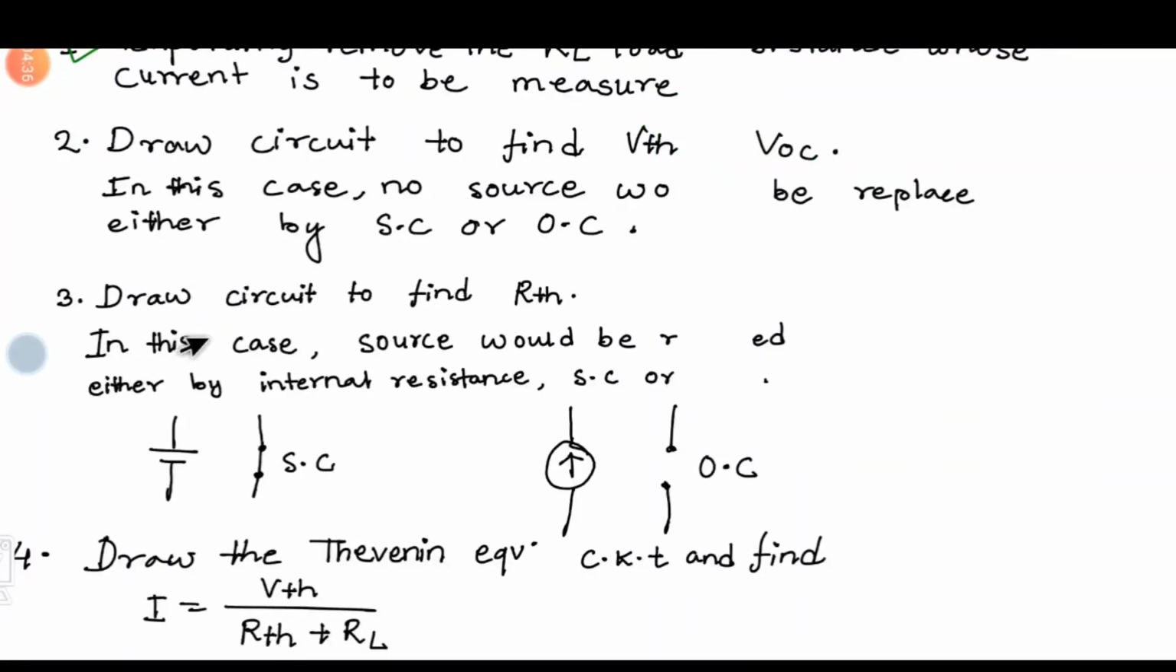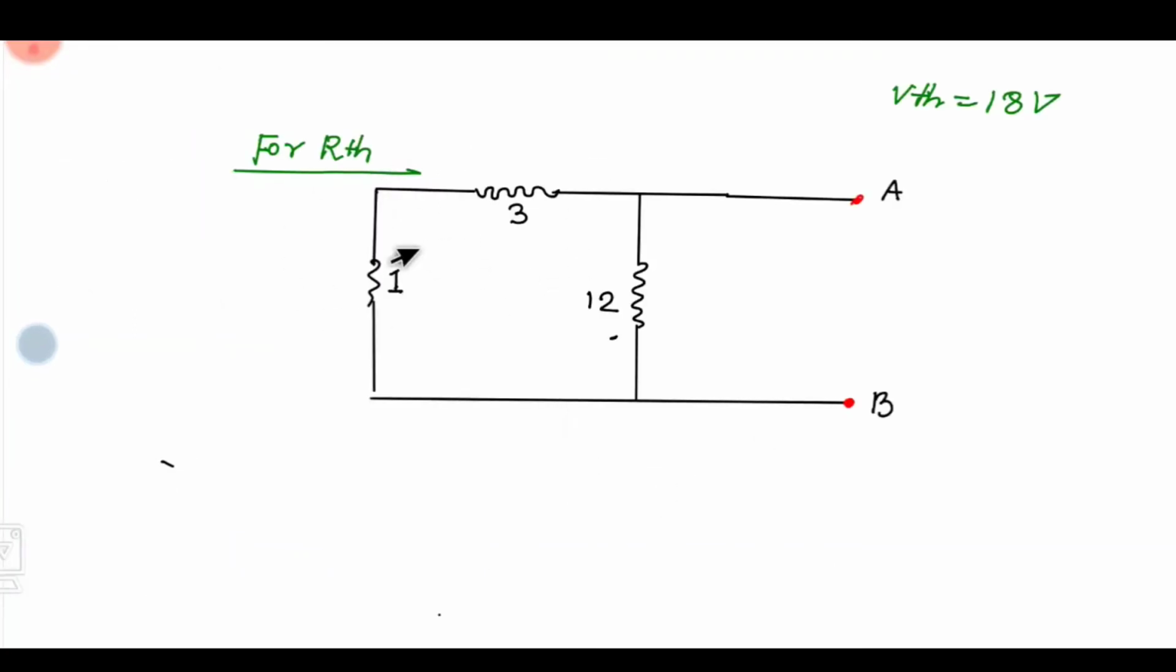In step 3 we have to draw the circuit to find RTH. We have to keep in mind that in this case sources would be replaced, either by internal resistance, short circuit, or open circuit. Here the voltage source would be changed to short circuit and the current source would be changed to open circuit. So this is the circuit for finding RTH.